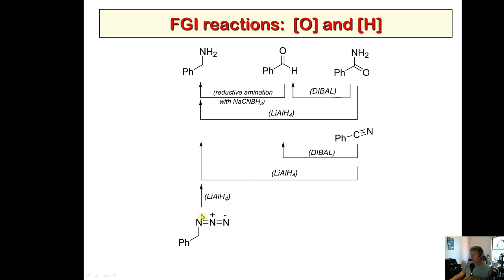And then we also know about azides, and we learned about azides as a way to make amines. You can synthesize the azide from an SN2 reaction, and then lithium aluminum hydride will reduce the azide and get you to the primary amine.